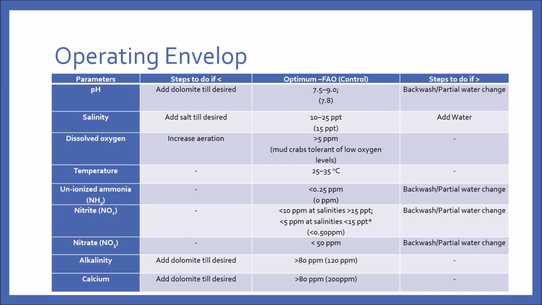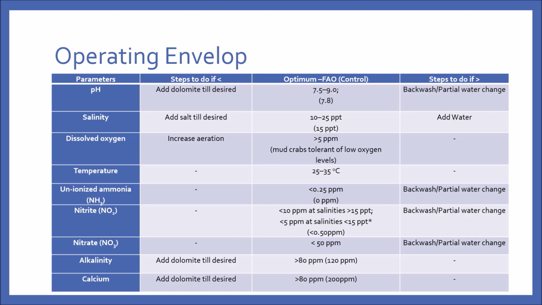We have run calcium levels from 120 to 400 ppm and it's fine. Ideally, you want the calcium to be as high as possible, which is in the range of 400 to 500 ppm. Inadequate calcium levels will often result in a shell thinning effect on the crabs, and it will also impact the osmoregulation of the crabs.